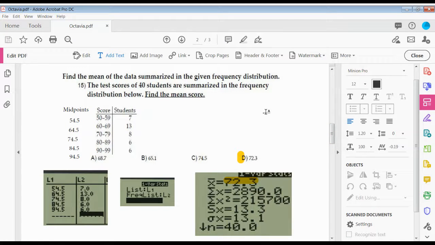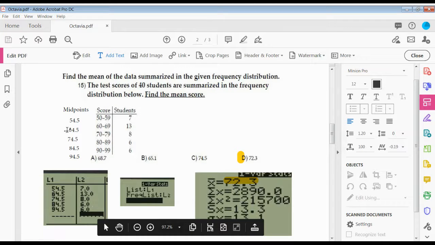Oh, this frequency distribution, for maybe the 8th time. You got to find the midpoints. Whenever you have a distribution list, you're going to have 2 lists. You're going to put the midpoints in L1 and the frequencies in L2. So I put these numbers, the midpoints of all these different classes, 54.5, 64.5, 74.5, 84.5, 94.5, into L1. I put the frequencies in L2. I tell the calculator my midpoints are in L1, my frequencies are in L2.